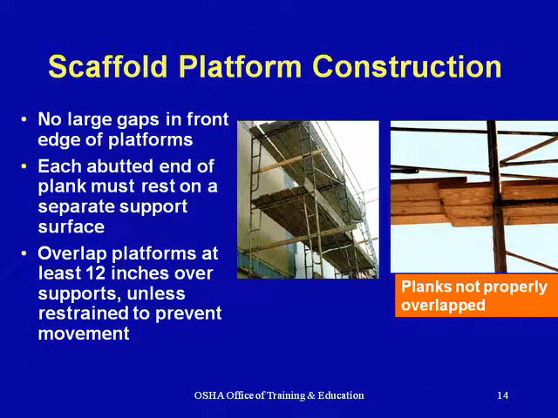Scaffold platform construction. No large gaps in front edge of platforms. Each abutted end of plank must rest on a separate support surface. Overlap platforms at least 12 inches over supports, unless restrained to prevent movement. The example on the right, planks are not properly overlapped.